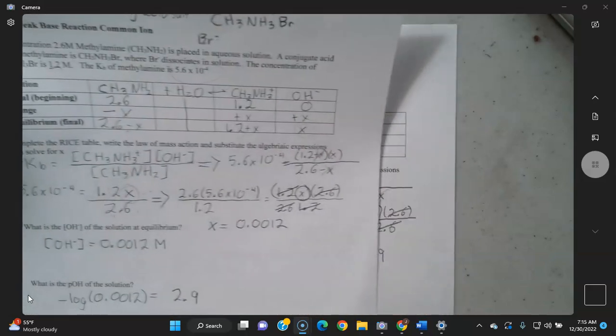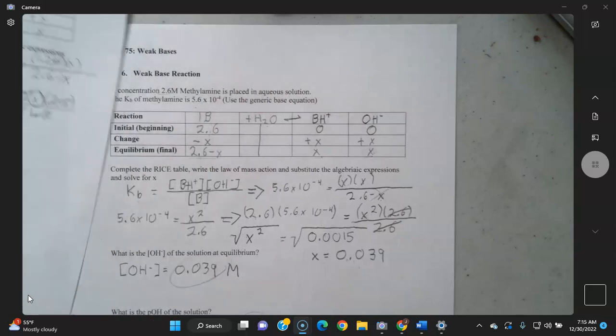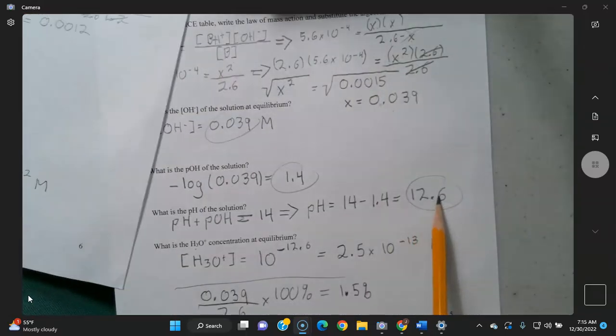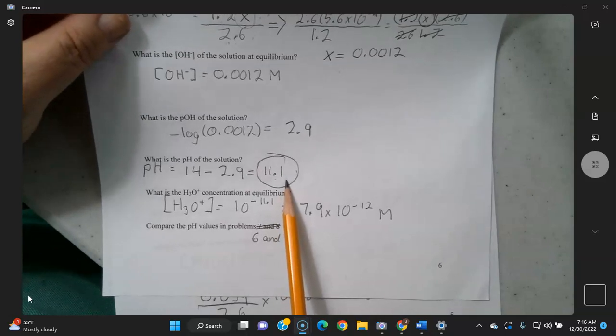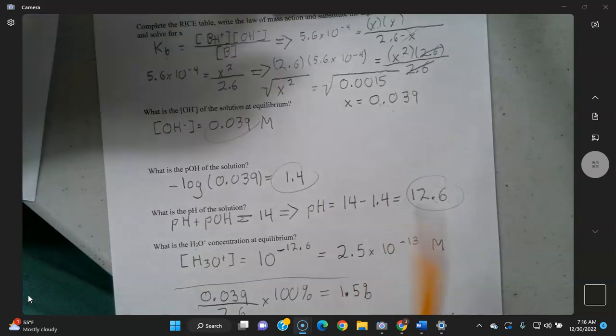So again, it's 11.1, and over here on this one is 12.6. So this is more basic without the common ion. This is less basic with the common ion because the reaction cannot proceed forward.